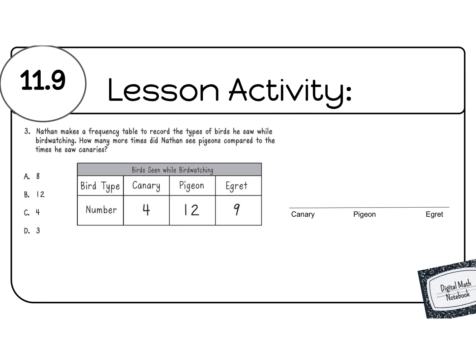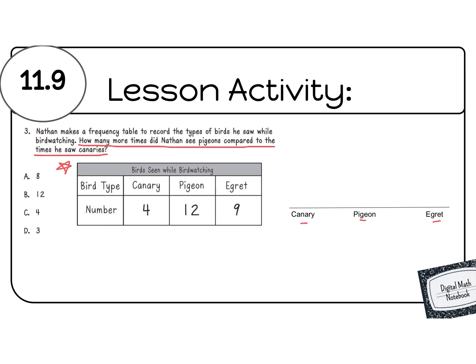All right, friends, time for our lesson activity. Our lesson activity says, Nathan makes a frequency table to record the types of birds he saw while bird watching. How many more times did Nathan see pigeons compared to how many times he saw canaries? Before we can answer the question, we need to organize our data into a line plot. We have canaries, pigeons, and egrets, and on our line plot to the right you can see canaries, pigeons, and egrets.